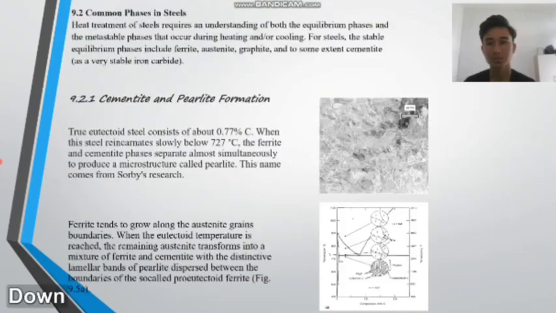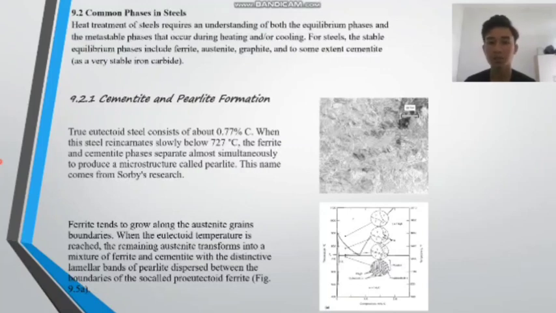Next, 9.2 Common phases in steel. Heat treatment of steel requires an understanding of both the equilibrium phases and the metastable phases that occur during heating and/or cooling. For steel, the stable equilibrium phases include ferrite, austenite, graphite, and to some extent cementite as a very stable iron carbide.